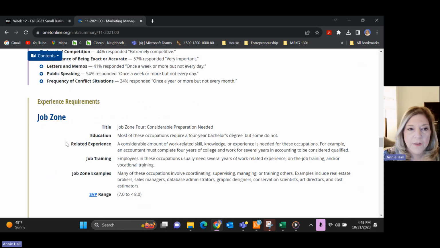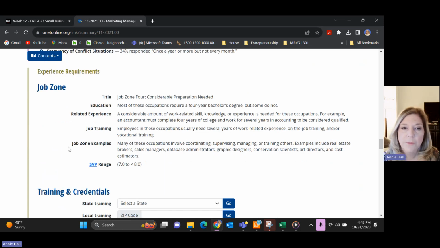And then you'll also see what most companies require. So here we can see that it's not going to be somebody with no experience, right? It says considerable preparation is needed in order to do this job. And most marketing managers require a 4 year bachelor's degree, but some don't. What experience do they look for? And this might be good for your job description, right? Work-related skill. Like an accountant might need 4 years of college and also work in accounting to be considered qualified.